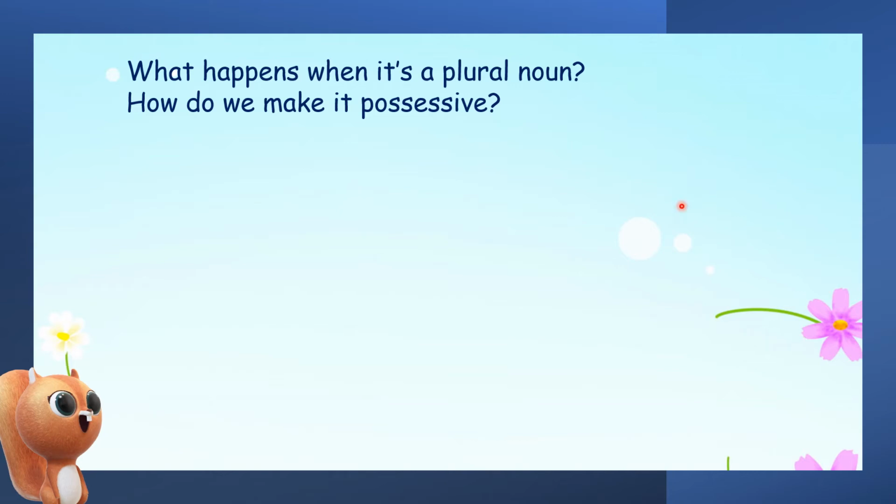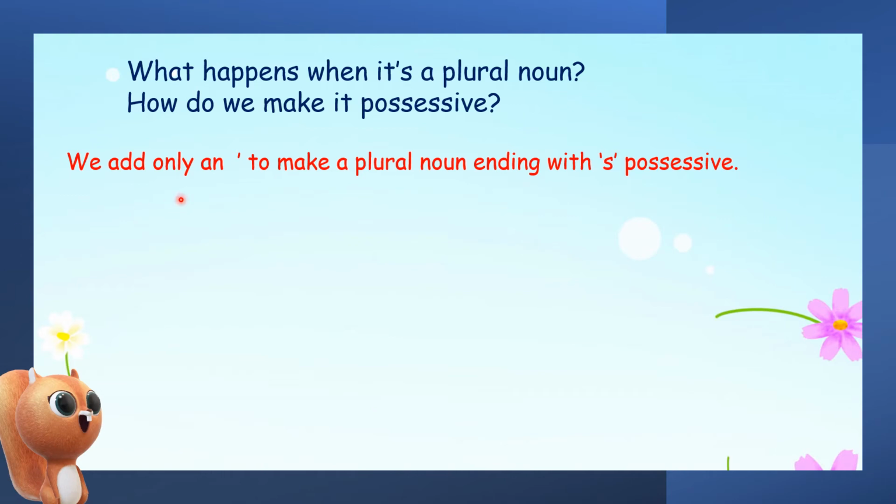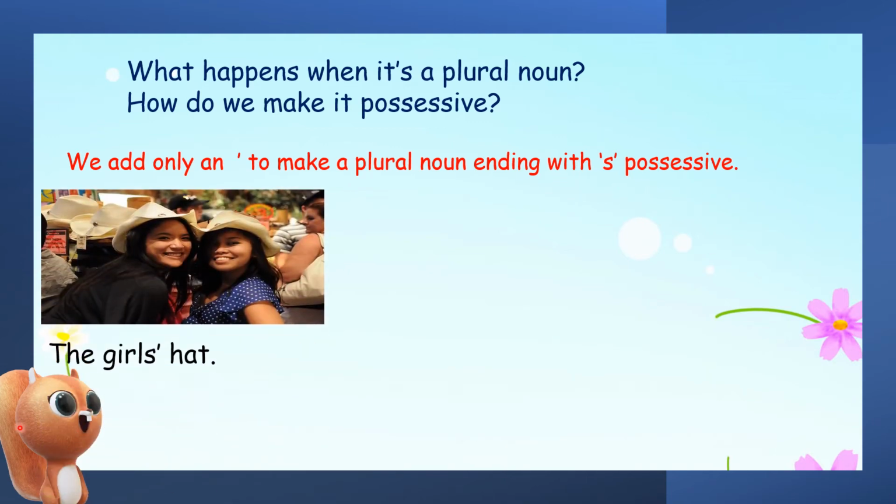Now, what happens when it is a plural noun? How do we make it possessive? Let's find out. Wow, we add only an apostrophe to make a plural noun ending with S possessive. Let's look at some examples. The girls' hat. As you can see, girls is plural in this sentence, and because there is already an S showing plural, all we needed to do is add apostrophe right behind the S.